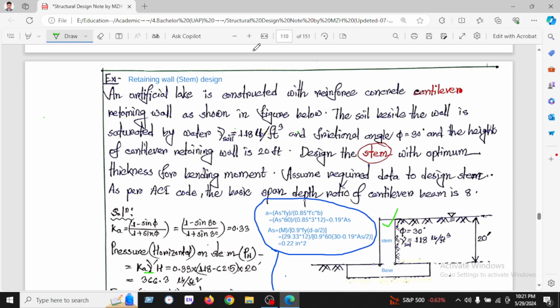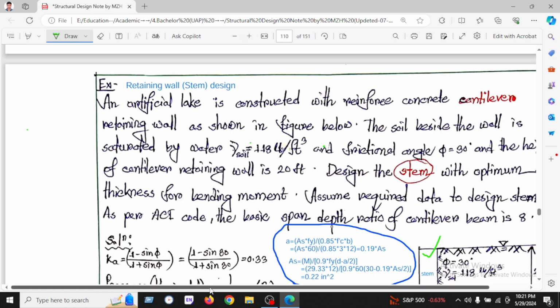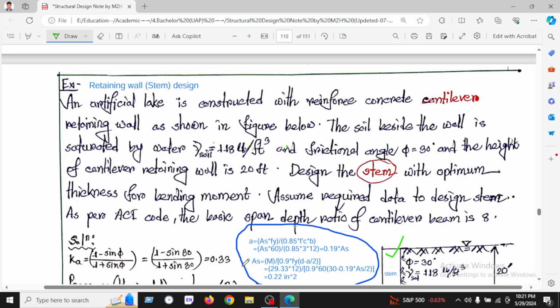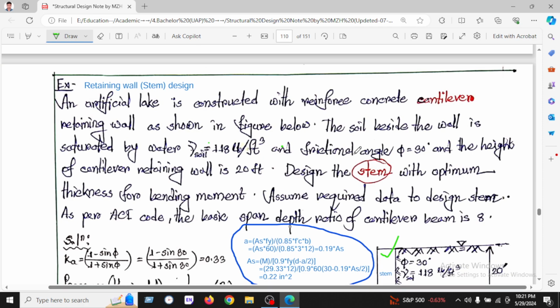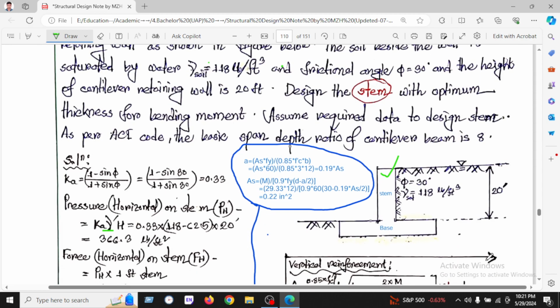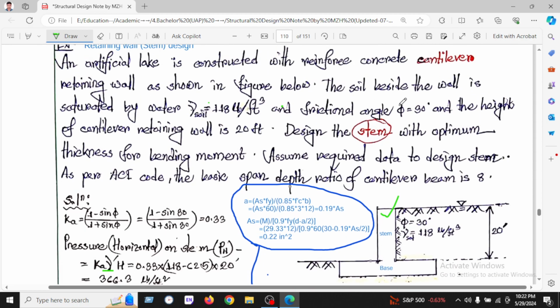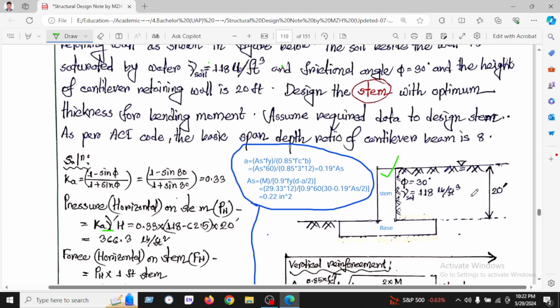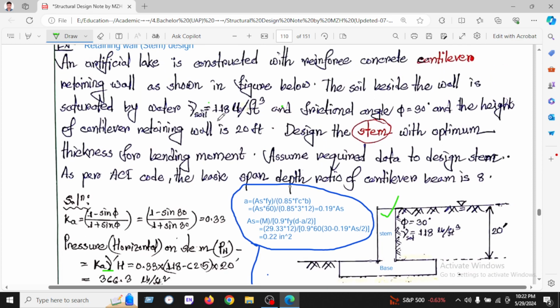Okay, let's start. At first, read the question. An artificial lake is constructed with a reinforced concrete cantilever retaining wall, as shown in the figure. Here is the figure. Below the soil, beside the wall, is saturated water. Gamma soil is 118 pounds per cubic feet, and the friction angle is 30 degrees, and the height of the cantilever retaining wall is 20 feet. Design the stem.